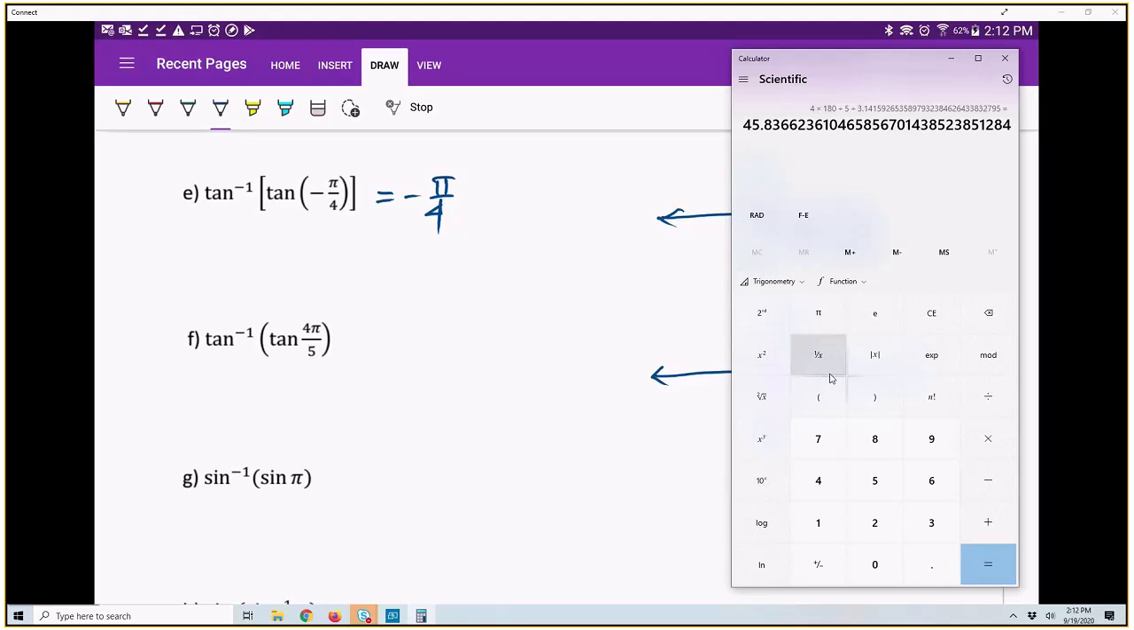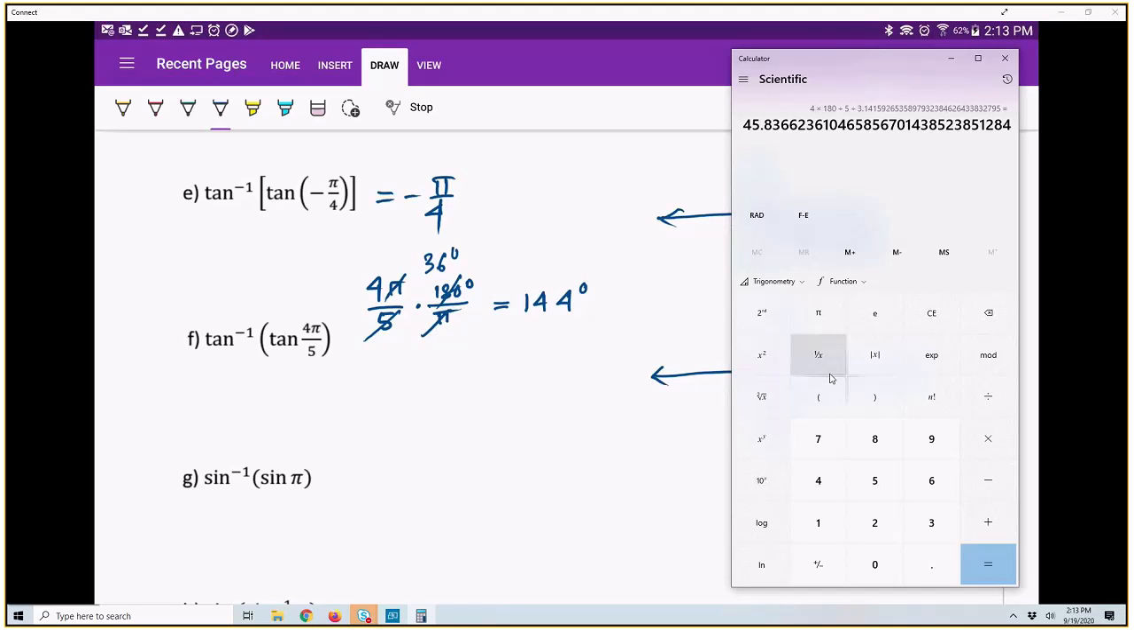Okay, now we are going to find out tangent inverse of tangent of 4 pi over 5. So let's first understand where 4 pi over 5 is going to be. So I will change it to degrees. So I will say times 180 degrees over pi. So pi will cancel. 5 divides 180 degrees and gives you 36 degrees. So 4 times 36 degrees. So 4 times 6 is going to be 24. And 4 times 3 is 12 plus 2 is 14. So this is 140 degrees.